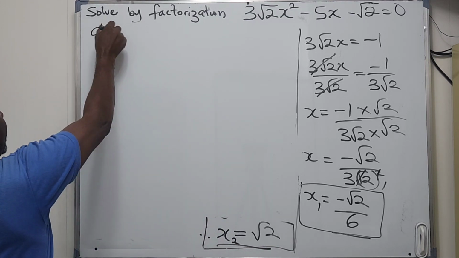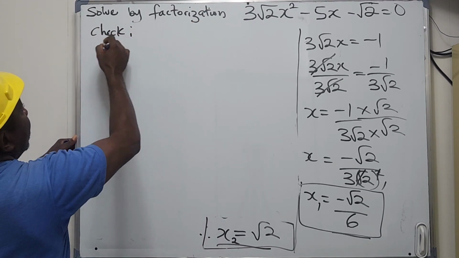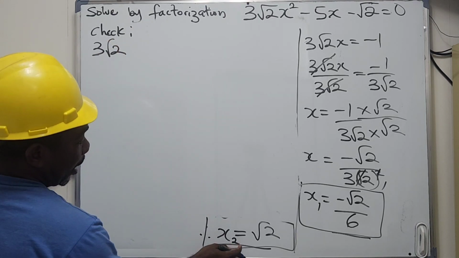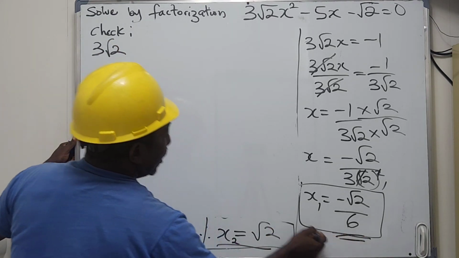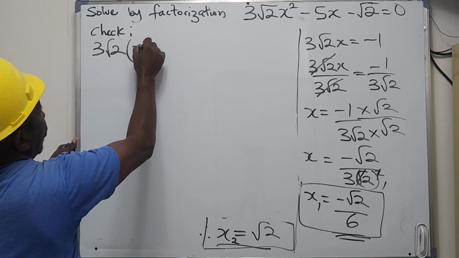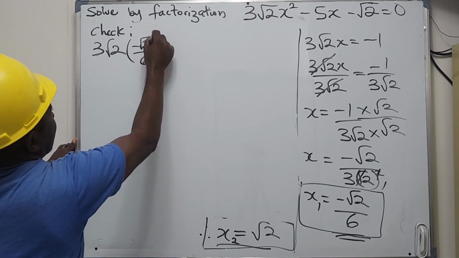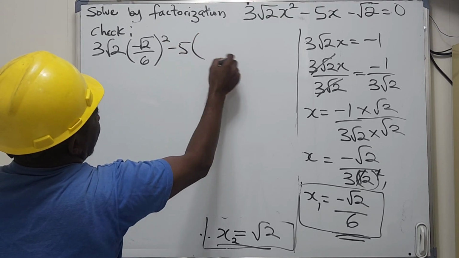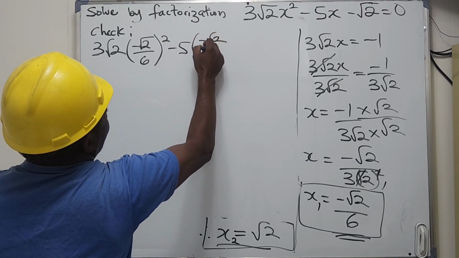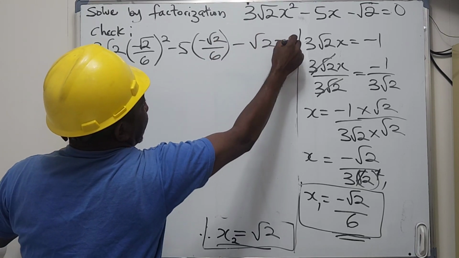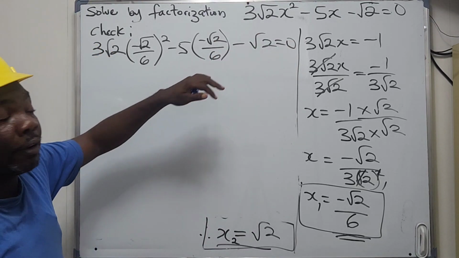So here, check. We are given 3 root 2x to the power of 2 minus 5x minus root 2. Let's take this one first. Then we have, in the place of x to the power of 2, minus root 2 all over 6 to the power of 2 minus 5, in the place of x, minus root 2 all over 6, minus root 2. Will this equal to 0 when we evaluate this?